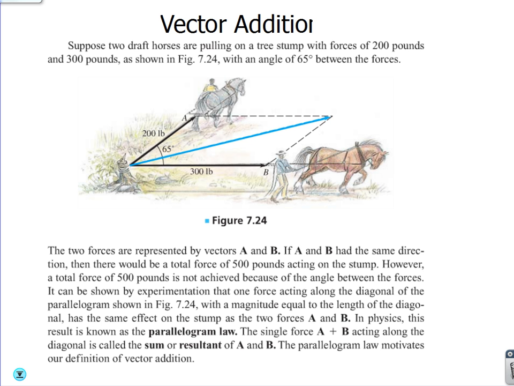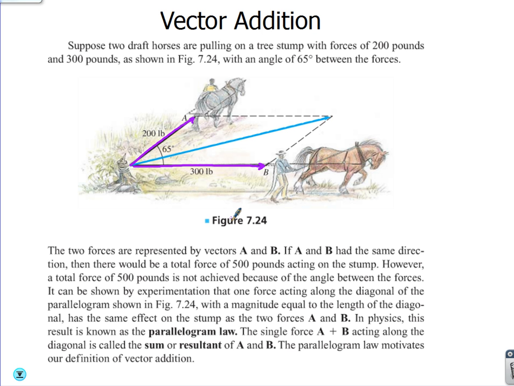That's enough of those. Vector addition. Now we're getting to the good stuff. It says suppose two draft horses, and we're actually going to come back and work this problem later. Suppose two draft horses are pulling on a tree stump with forces of 200 pounds and 300 pounds. And you see a picture of that here. This horse is pulling with a force of 200 pounds, and this second horse is a little bit stronger, pulling with a force of 300 pounds, as shown in the figure below, with an angle of 65 degrees between the two forces.